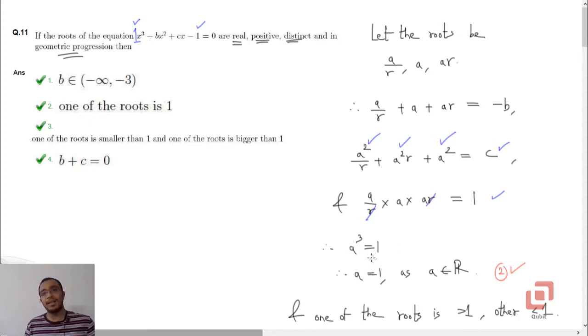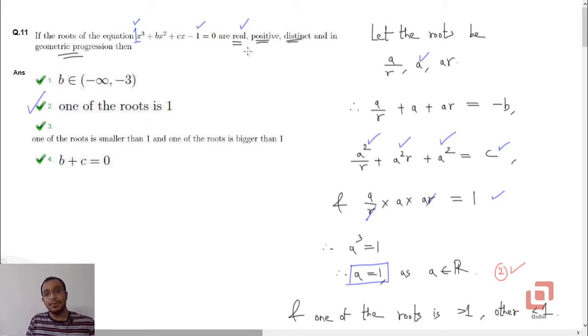See, we know that this can have complex roots, but because they have said that the roots are real and a is one of the roots, we have to accept that a is equal to 1, which confirms the validity of the second option. One of the roots is 1.